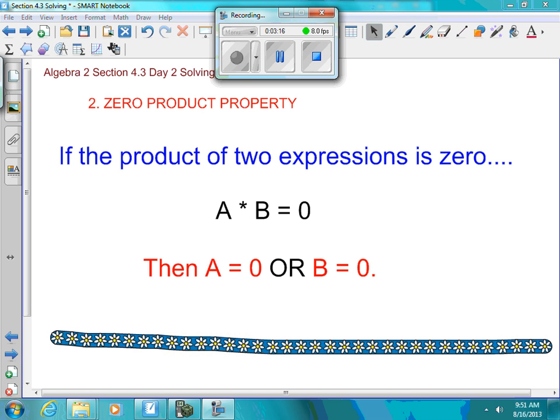It's called the zero product property. If the product of 2 expressions is 0, then A times B equals 0, then A equals 0 or B equals 0. So A times B equals 0 is kind of the expression. If the product of 2 expressions is 0, that's kind of the sentence put into a mathematical expression. Taking English and putting it into mathese, if you were to say. But anyways, it's kind of a well-done one to me, because if 2 things multiply to make 0, A has to be 0, or B has to be 0, or both have to be 0.